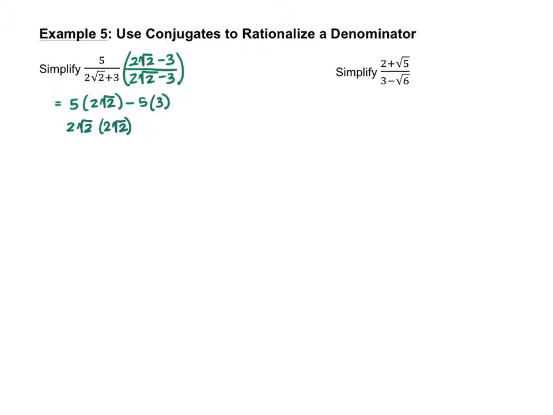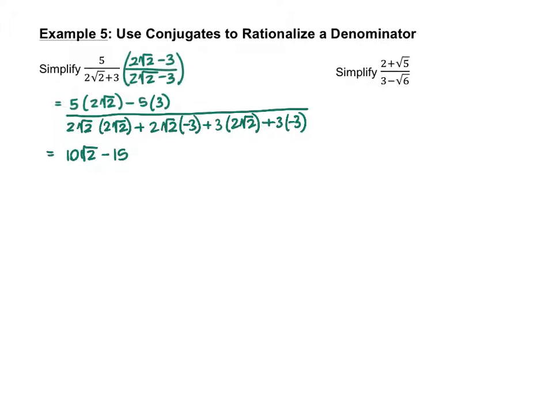Next, we're going to have outside with outside. So that's going to be plus 2 times the square root of 2 multiplied by negative 3. Then the inside, plus 3 times 2 square root 2. And then last with last is going to be plus 3 times negative 3. Okay. Oops, I forgot my fraction bar. There's my fraction bar. And this is going to be 10 in the numerator, 10 times the square root of 2 minus 15.